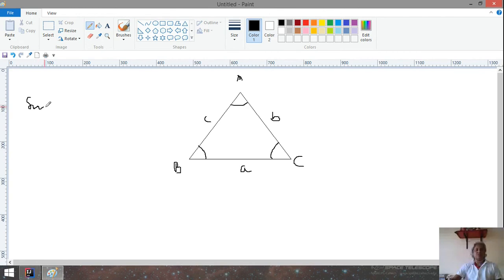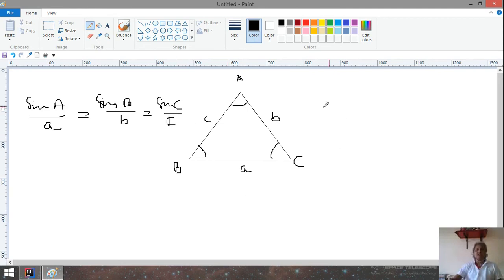Then three possible rules are there which can help us. One is called the sine rule, that goes like this: sine A upon a, and sine B upon b, equal to sine C upon c. This always bears a constant ratio.